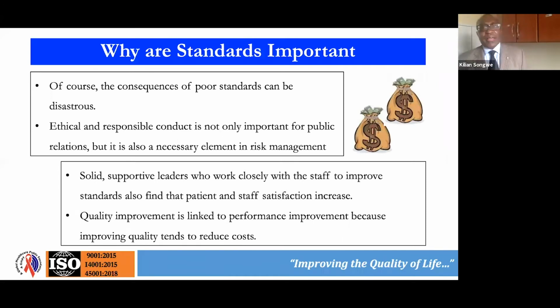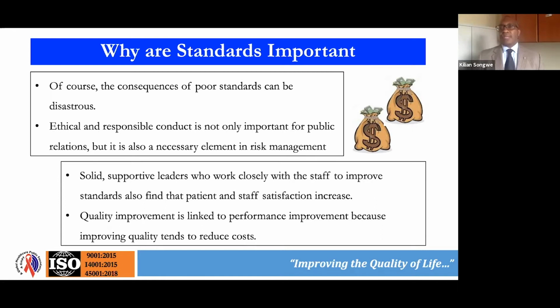So why are standards important? Besides the fact that you're going to have a standardized product and the systems are going to be the same, of course, there are consequences for poor standards. They're disastrous, from company reputation to huge lawsuits. There are also ethical responsibilities that make standards really important. There are also issues around risk. And actually, risk is one of the things I want to discuss today. And then, of course, there are solid supportive leaders. You need them to be able to ensure that you have good standards and your standards are continuously being improved.